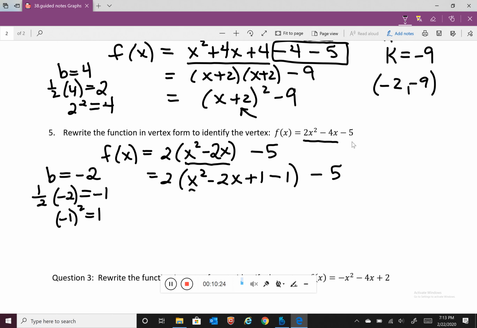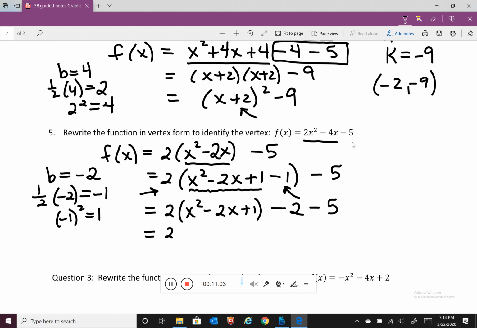Now notice this is a perfect square trinomial, but we have this to contend with as well. And notice it's in the parentheses, but what's outside our parentheses is this 2. So if I want to write this in vertex form, I have to recognize that I want the x squared minus 2x plus 1, our perfect square trinomial, to be alone. But then we still have that -1, which is also impacted by the 2. And so distributing that, it gives us -2.